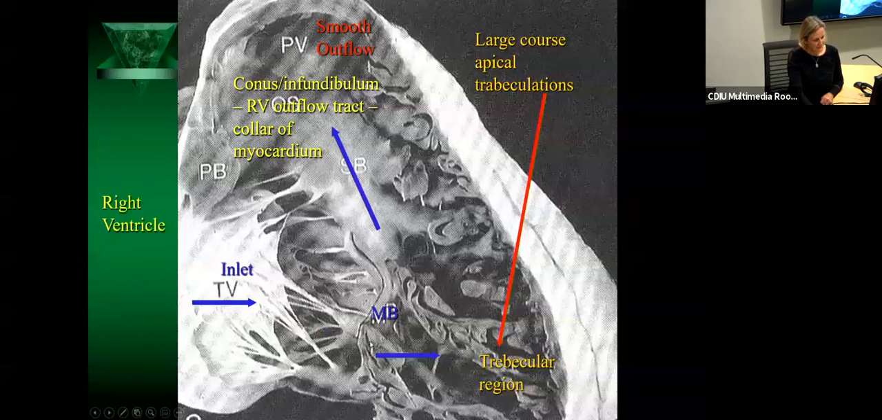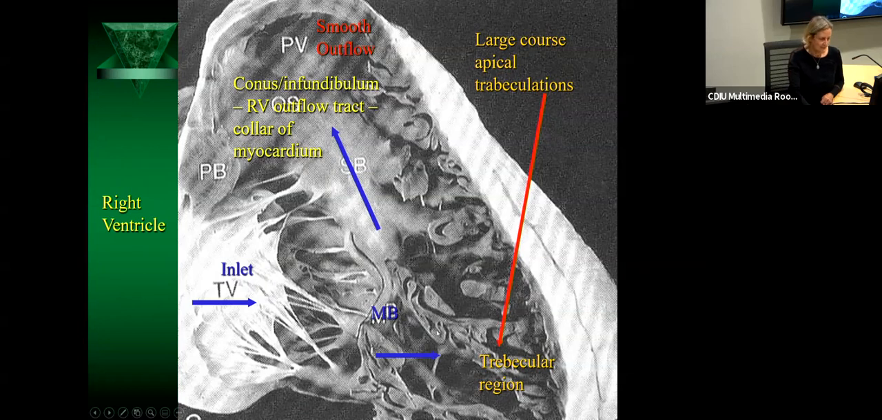So this was the inflow valve, or inflow tract, the tricuspid valve. Right atrium would be back here, and then going down into the ventricle. And remember I said that in the right ventricle, the trabeculae are quite coarse. So I always think of it kind of like a little bit of a rugged mountain.